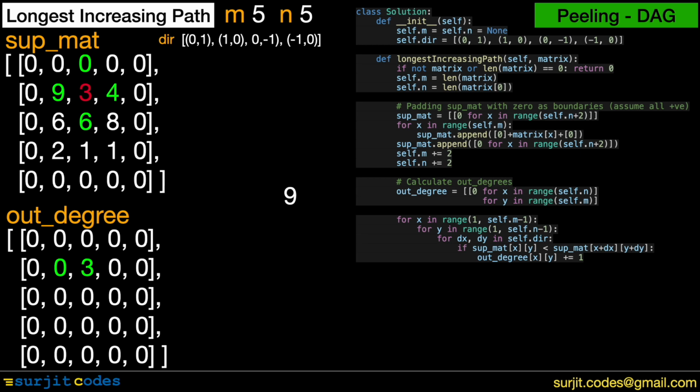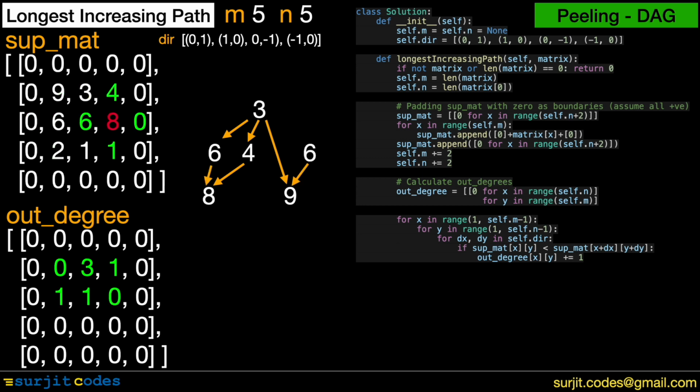3 is less than 4, 6 and 9, so its out degree is 3. And DAG grows like this. 4 is less than 8, so its out degree is 1. Further, we get, and finally this. 9 and 8 are leaves for which out degrees are 0.